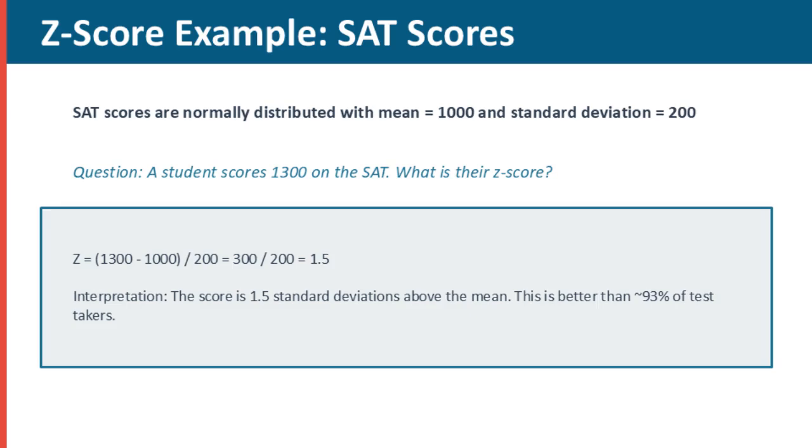Let me give you a concrete example to make z-scores real. SAT scores are normally distributed with a mean of 1000 and a standard deviation of 200. These are actual statistics. Now imagine a student scores 1300 on the SAT. What is their z-score? Using the formula, z = (1300 - 1000) / 200, we end up with 1.5. So this student's z-score is 1.5.